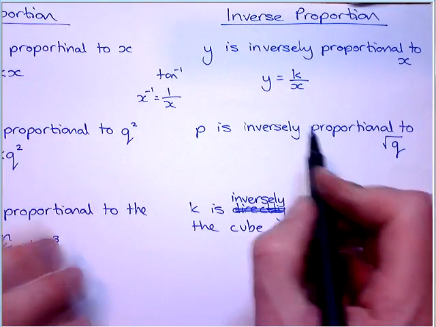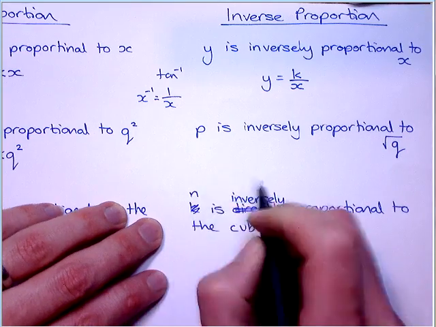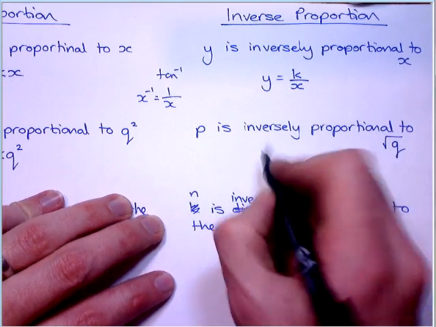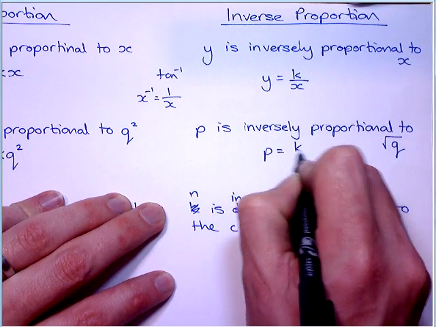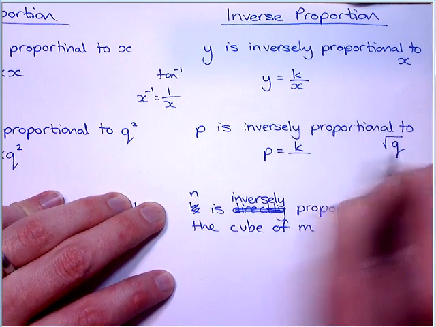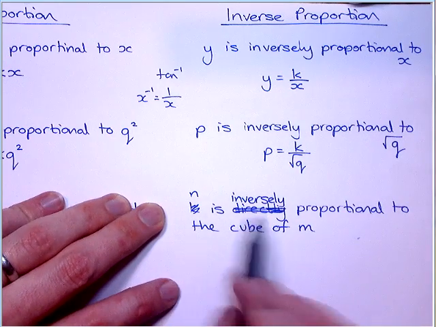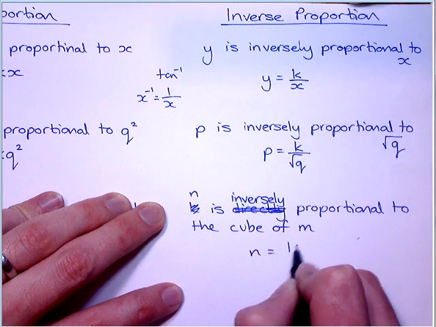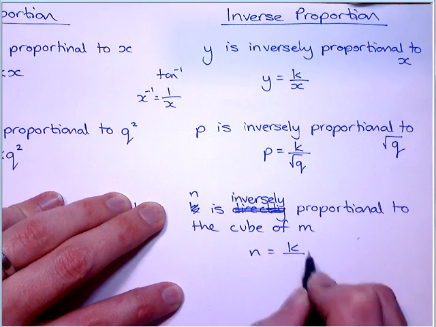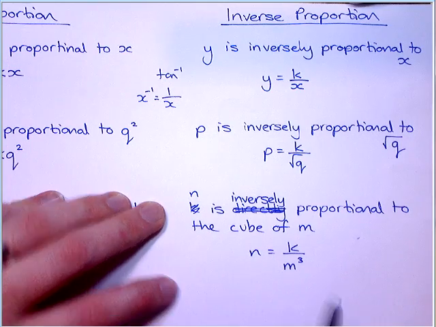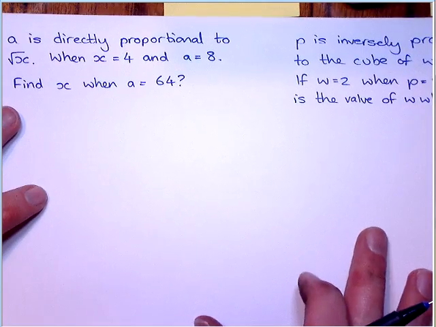So p, just change that. P is inversely proportional to the square root of q, so it's k over the square root of q. And the last one, n, is inversely proportional, so it's k over the cube of m, so it's m cubed. Now, we're going to take this a little bit further. If I turn over, I've written some questions for you.